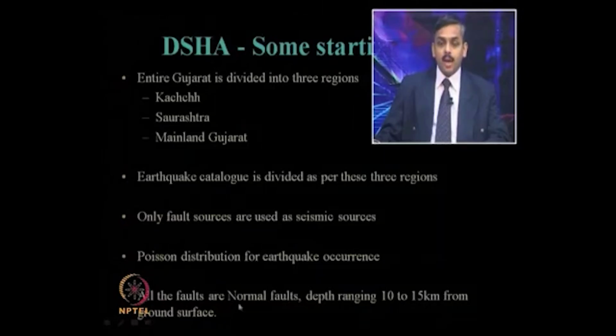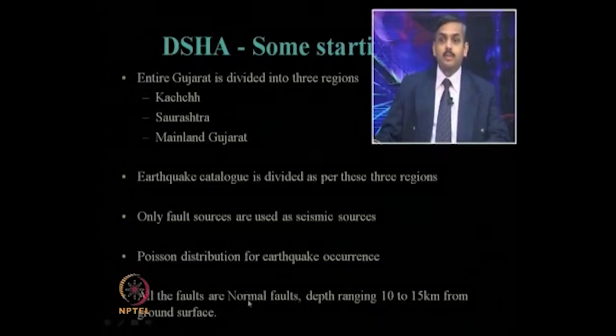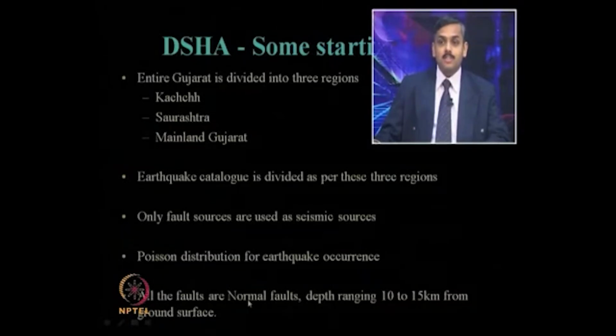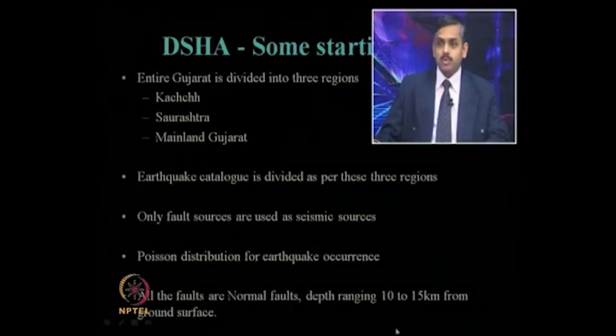That is, when it is not known, one can grossly assume like this, but if the fault characteristics for all the faults are known, accordingly whether it is a normal fault, reverse fault or strike slip fault, all these things should be considered. In the present study, all have been considered as normal faults, and their depths range between 10 to 15 kilometer from the ground surface, which essentially means these are shallow earthquake sources, right.